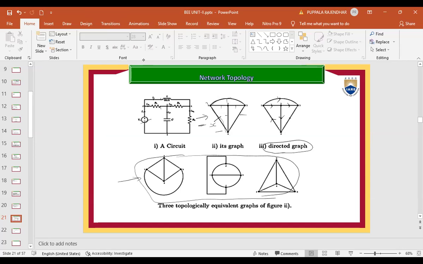This is 1 and 3. Between 1 and 3 it is connected. Between 1 and 2, this element is connected. 2 and 3, this element is connected, right? 3 and 4, this element. 1 and 4, this element. So all these four graphs are the same only.